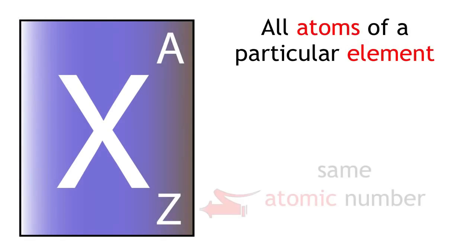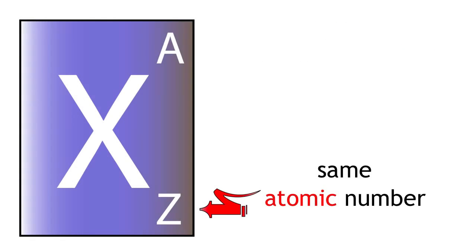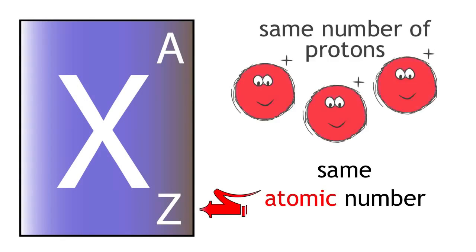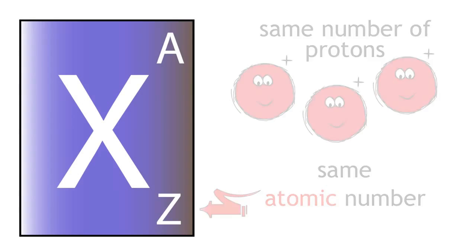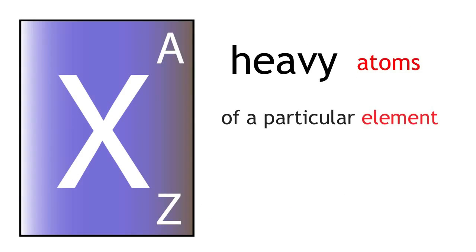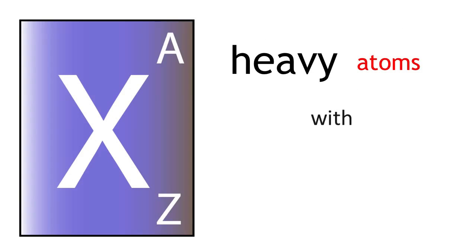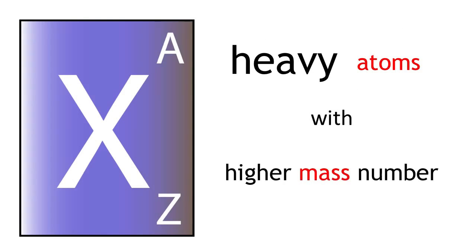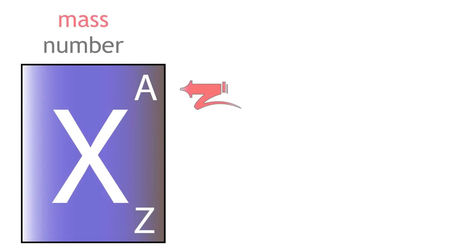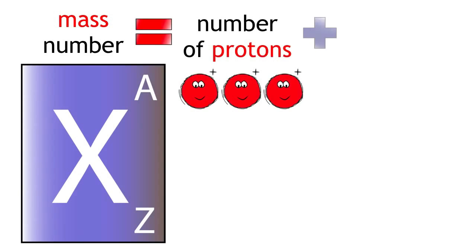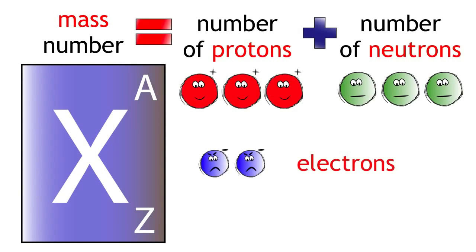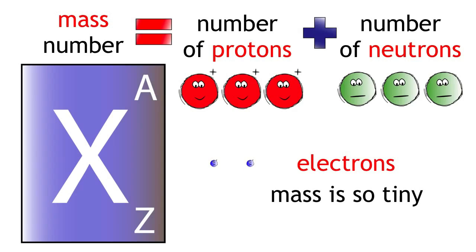All atoms of a particular element have the same atomic number. This means that they all have the same number of protons, but sometimes you can find heavy atoms of a particular element. These atoms have a higher mass number. The mass number is equal to the number of protons plus the number of neutrons. We can ignore the electrons as their mass is so tiny.